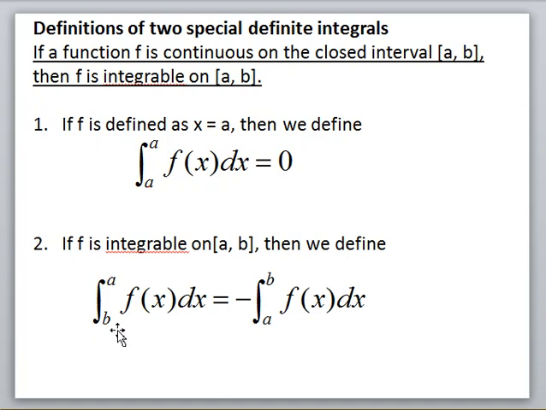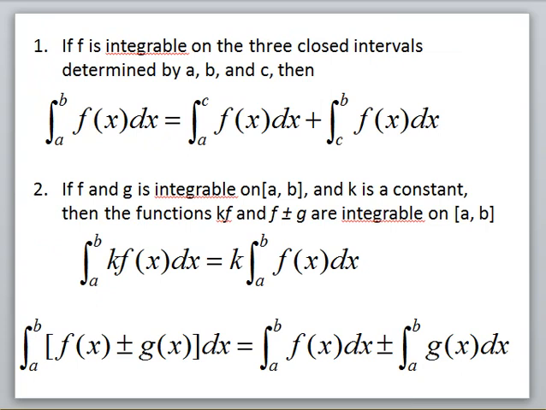Also, the other one we've talked about is from b to a. If we want to flip-flop those bounds, we can put a negative out front. The second thing we want to go back through is how, if we have some different bounds, we can break those up and split them into two separate integrals and add them together. So if c is in between a and b, or however, we can go from a to c and then c to b and then add those integrals together.